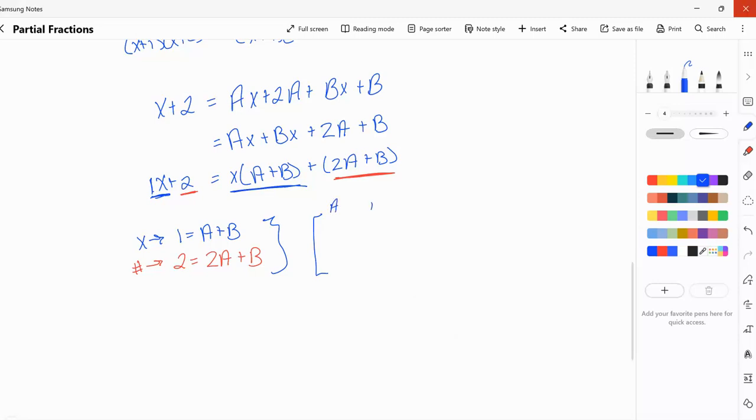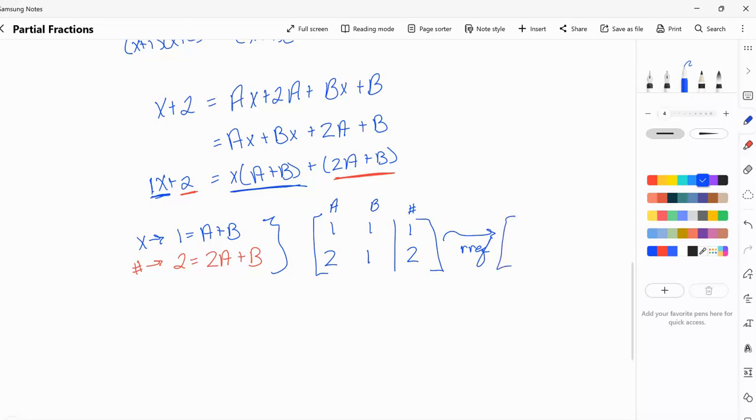Remember, we're going to have a column for A, a column for B, and then the numbers that are on the other side. So the first equation says I have a 1a plus a 1b is equal to 1. And then I have a 2a plus 1b is equal to 2. And then we're going to do RREF. We could do that in our calculator. I will show you how to do this on the Desmos matrix calculator.